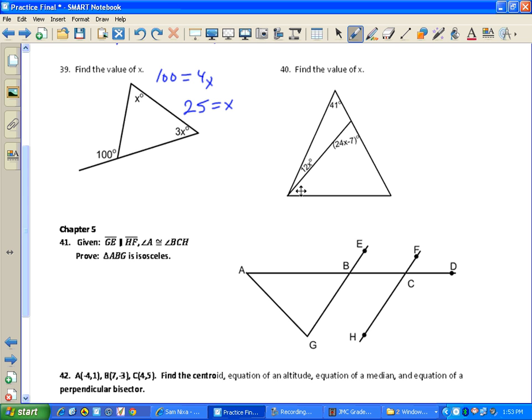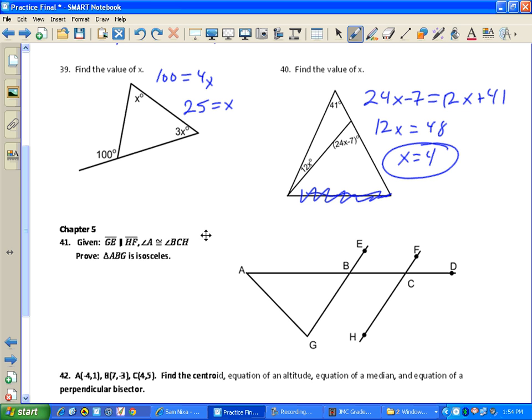Here I still have an exterior angle. I can ignore this altogether, and that makes it more apparent that this is the triangle I'm dealing with. This is an exterior angle. So that exterior angle has to equal the sum of the opposite angles. So solving this, I can subtract the 12x over. I can add the 7 over. So x is 4.